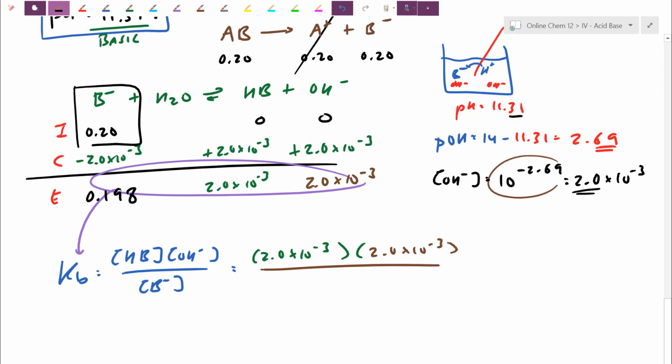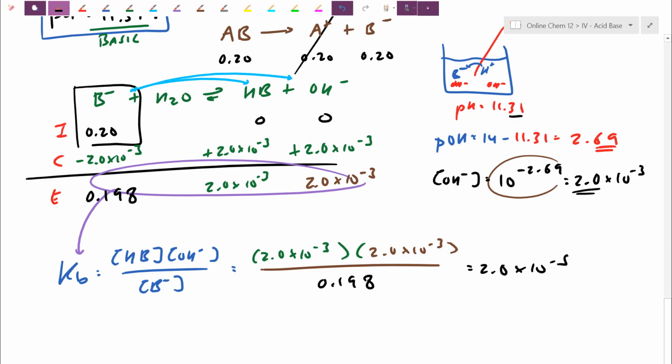0.198 is practically 0.2. But yeah, there's a little bit of it that actually breaks off. To be really, really precise, I can say there's actually 0.198. Let's calculate this through here. 0.198. So 2e negative 3, I'm going to square that number divided by 0.198. Gives me roughly 2.0 times 10 to the negative 5.